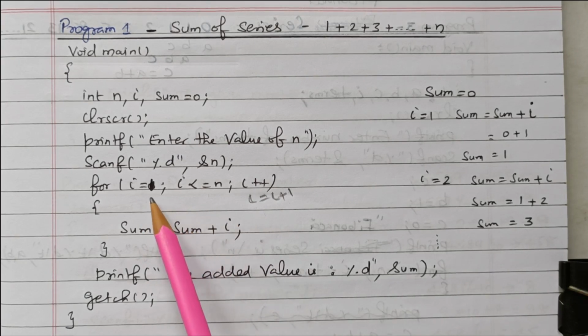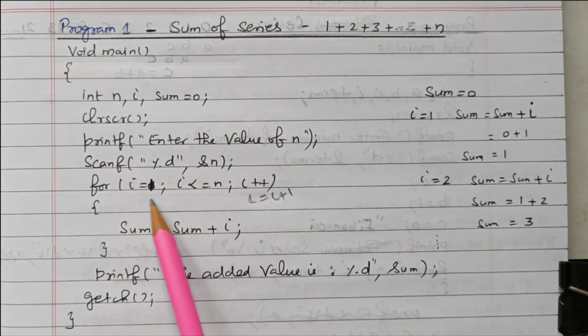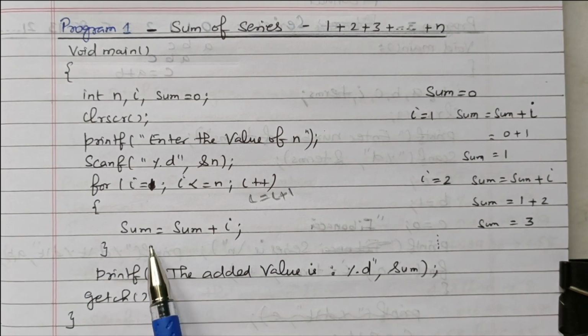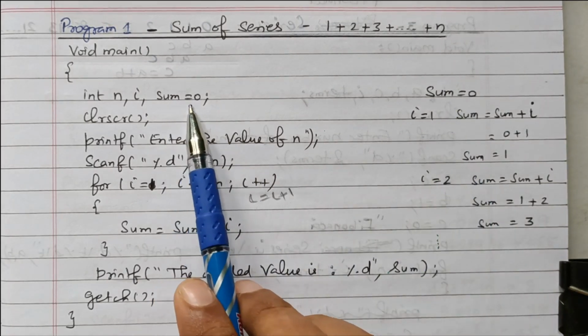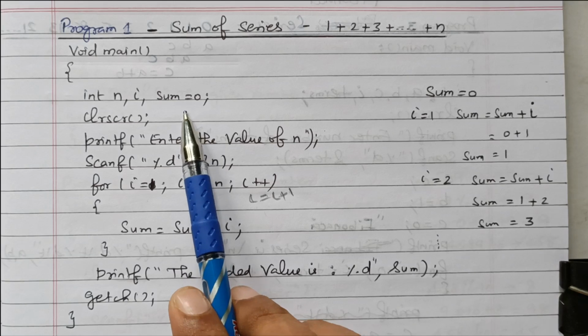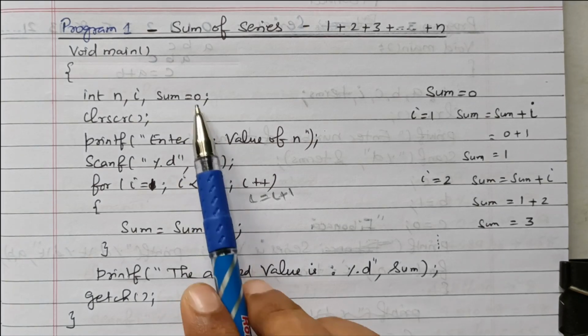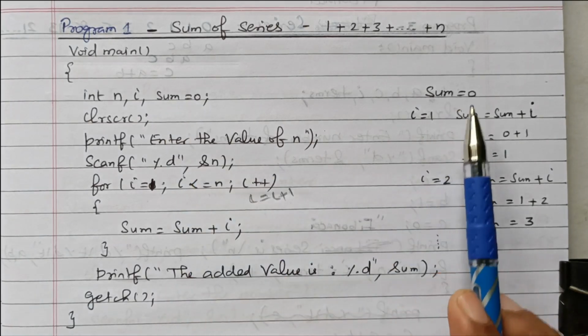Now we need to add these numbers. In order to get the answer, for that we are using sum equal to sum plus i. We will see how it adds at each value. Initially we assume sum equal to 0, so that the memory is cleared. Whatever numbers we add will then be added into the sum.